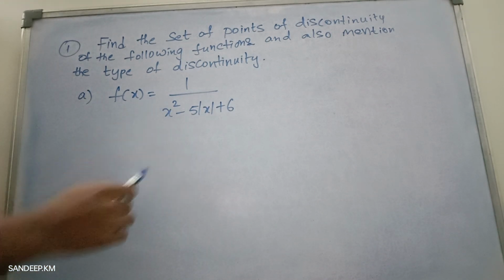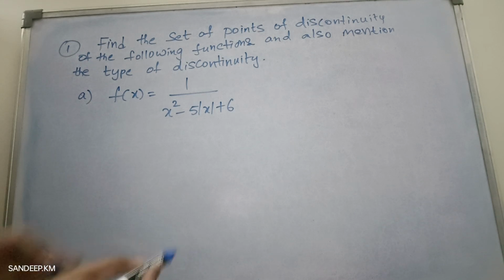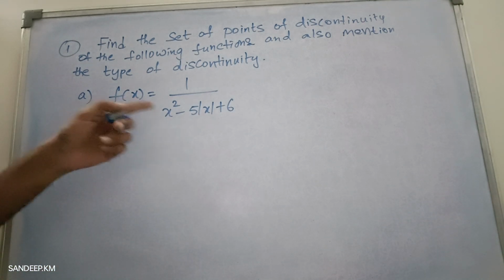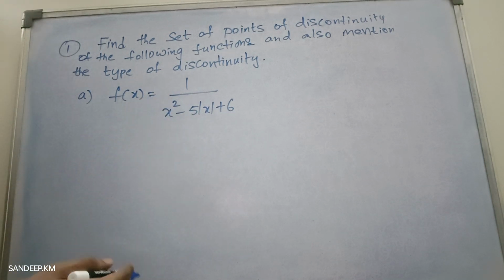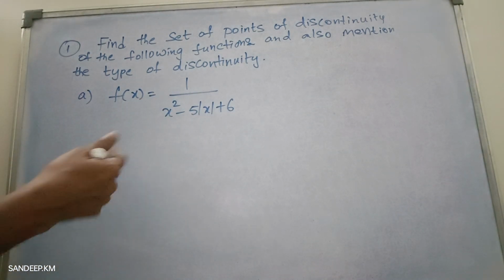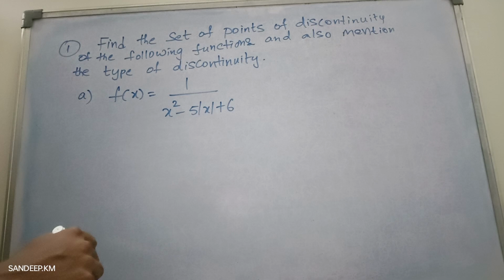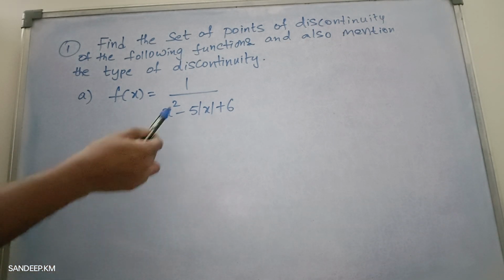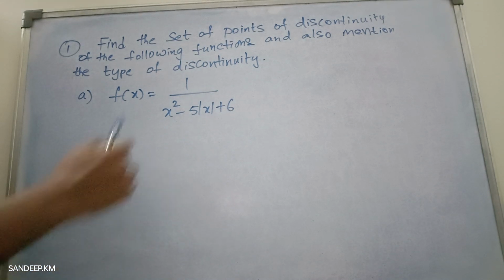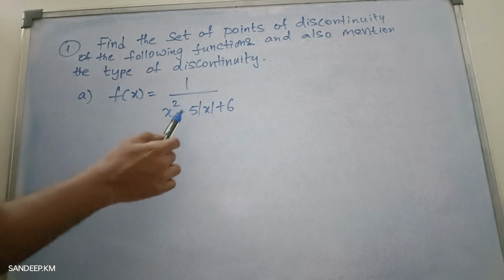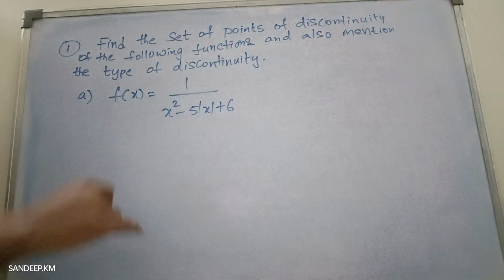Now first of all, what are the points not in the domain? A rational function is not defined if the denominator is 0. You have to find for what values of x the denominator is 0. At those values of x, the function is not continuous. So once again, this is a rational function. The denominator should not be equal to 0. So find the values of x where the denominator is equal to 0. At those values of x, the function is not continuous.